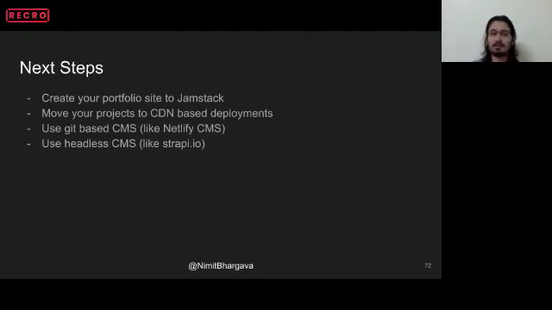We are coming to the end of our talk, which is: from here, what can you do next? I'm sure you might have your portfolio sites, maybe in WordPress, maybe you hacked PHP to create your own portfolio site, or maybe you just created it in React or Vue. So why not move it to Jamstack? Why not just add Netlify and try this? Or maybe move your personal projects to CDN. If you had some front end project, move it to CDN based deployments, right?